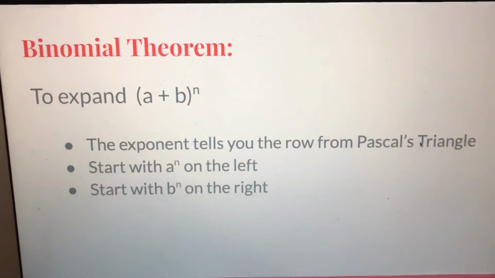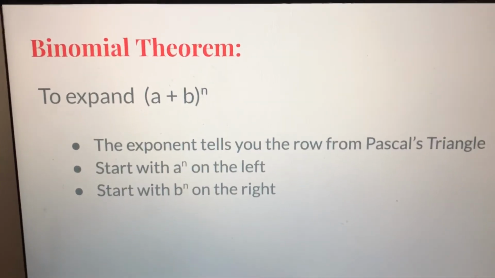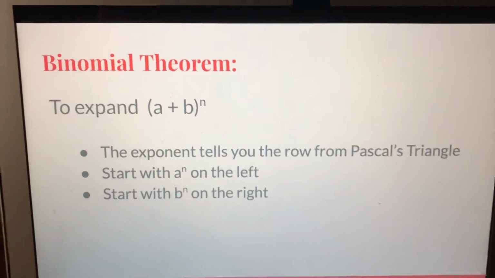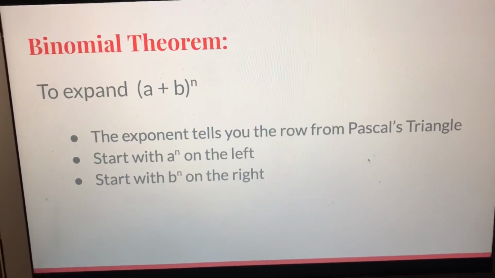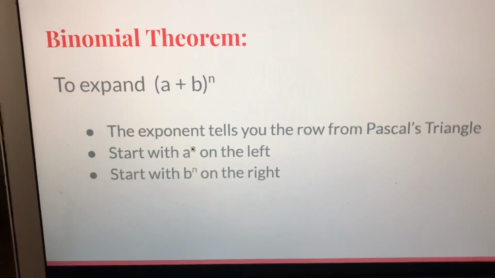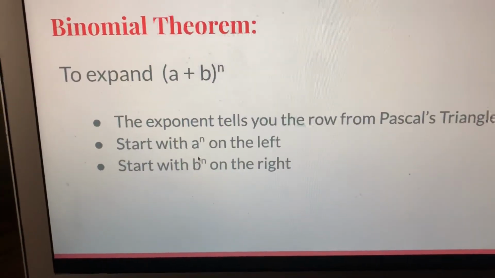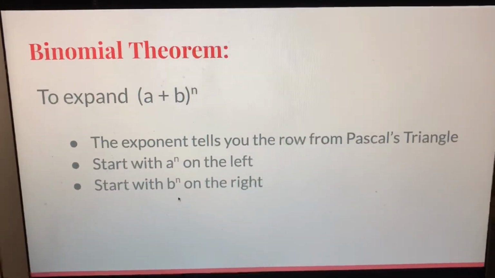Here's kind of the general steps that I like to think of, and if you want to write this stuff down in your notes, that might be a good idea. So the exponent tells you the row from Pascal's triangle to use. Then you'll start with the first term to the n power on the left and the last term to the n power on the right. Let's do a few more examples because I know that's kind of confusing.